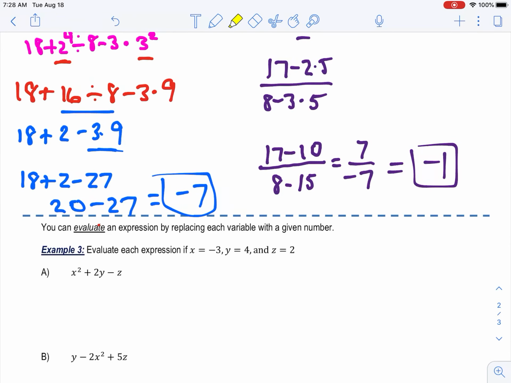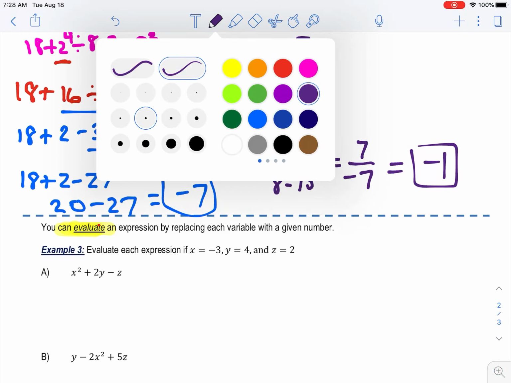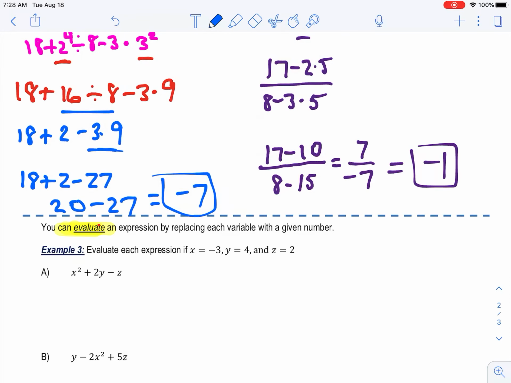All right, so this time we're going to evaluate the expression. So basically what we're going to do is we're going to substitute it. We're going to plug in numbers, and then we're going to go through and we're going to clean it up and solve. All right, so first what we got to do is we got to plug in the correct number in for the correct letter. Once we do that, we're going to go through and use order of operations to clean it up.